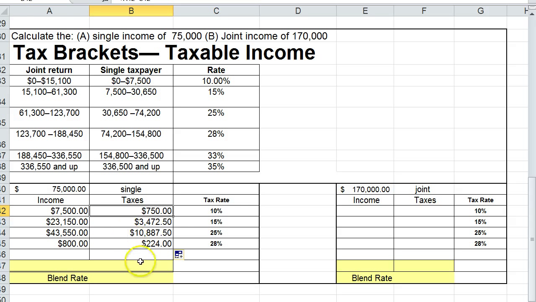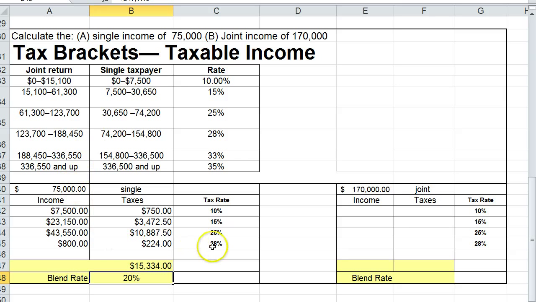So if I want to know my total taxes paid, I can simply do a sum of this column here, and my total taxes paid is $15,334. So if I want my blended rate, which is an average rate, I just take my taxes paid and divide by my total income, and my blended rate is 20%.